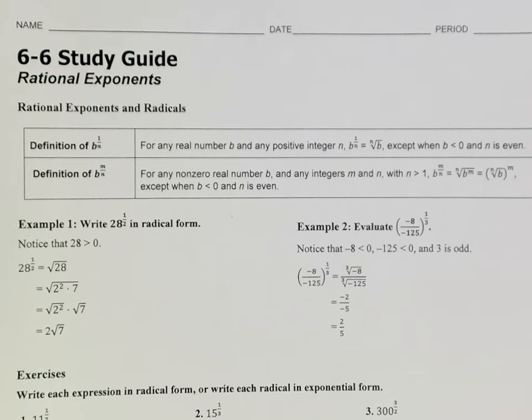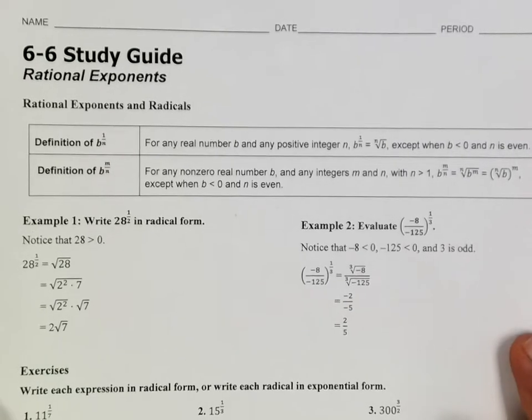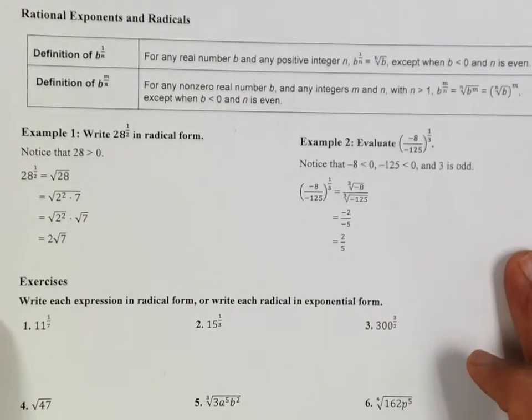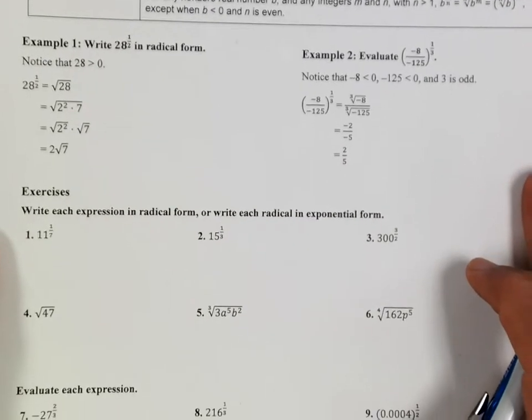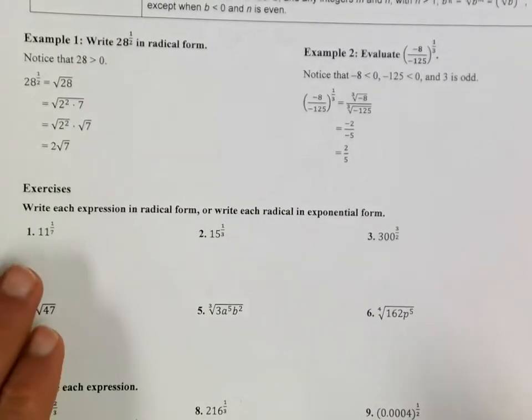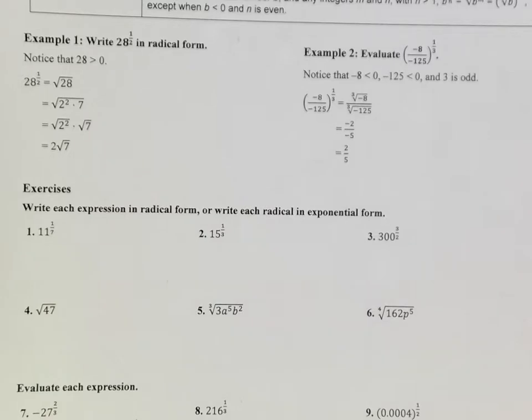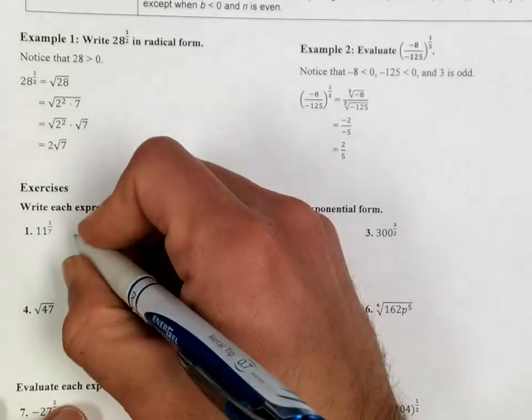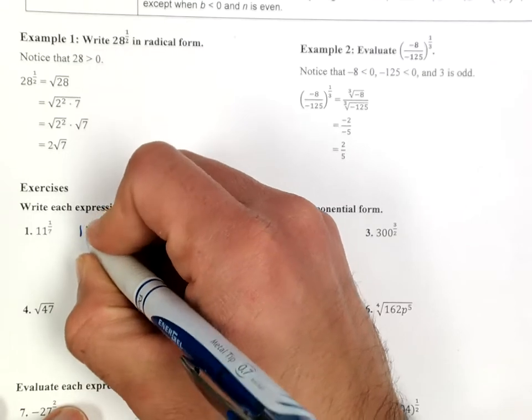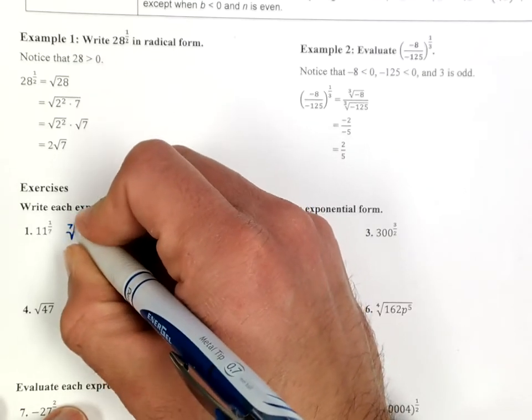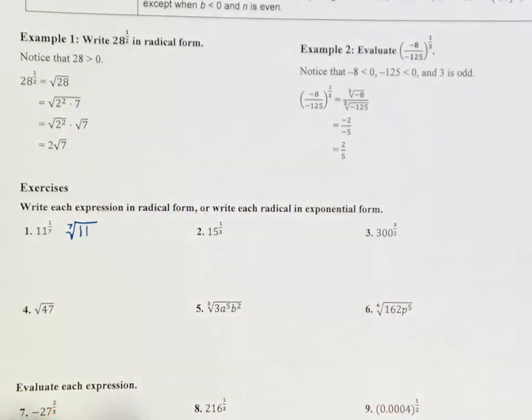All right, continuing on with 6.6, so now we're going to talk about rational exponents and radicals. This is something we have covered in the last section, I believe. When we look at something like 11 to the 1/7th power, they want to know how you write this with a radical. All you do is this: it would be the 7th root of 11.